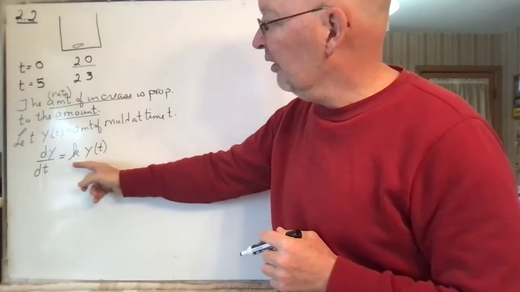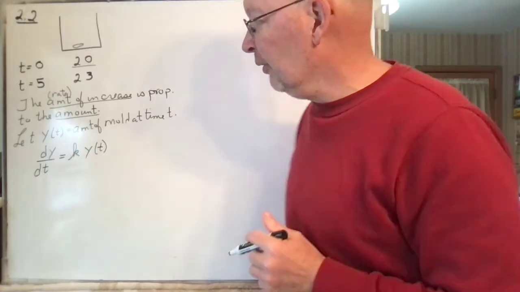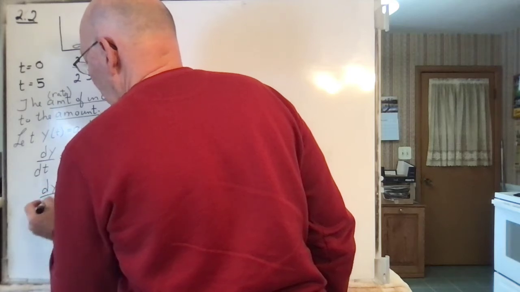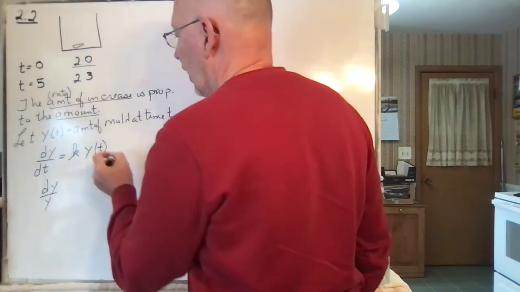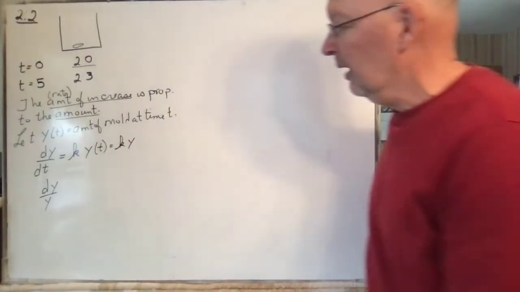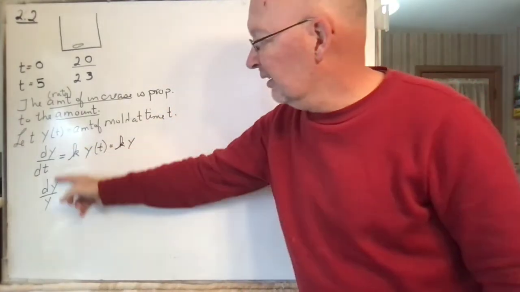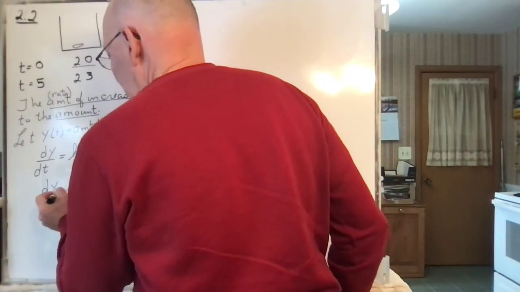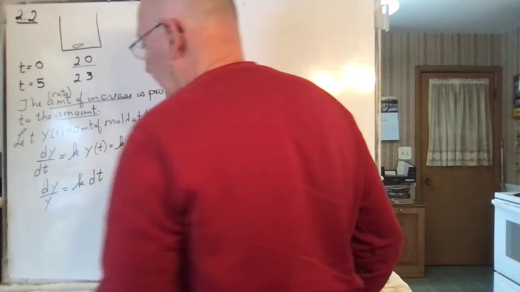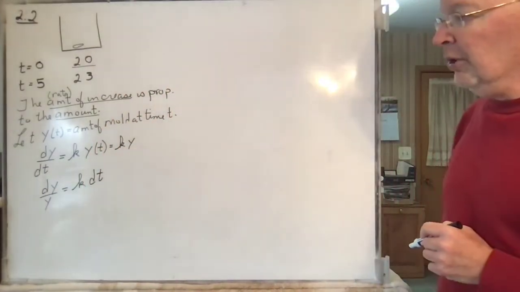So the first thing to notice is that this is a separable differential equation. I could have written this as just k times y, where y is a function of t. So I'm going to write it as dy over y is equal to k dt. So there it is, separable.